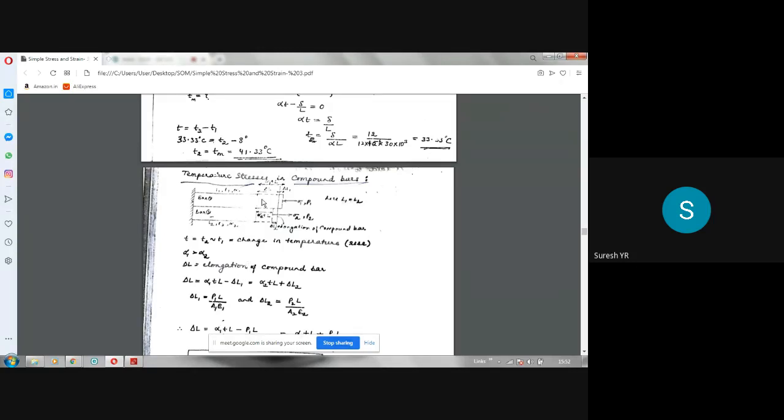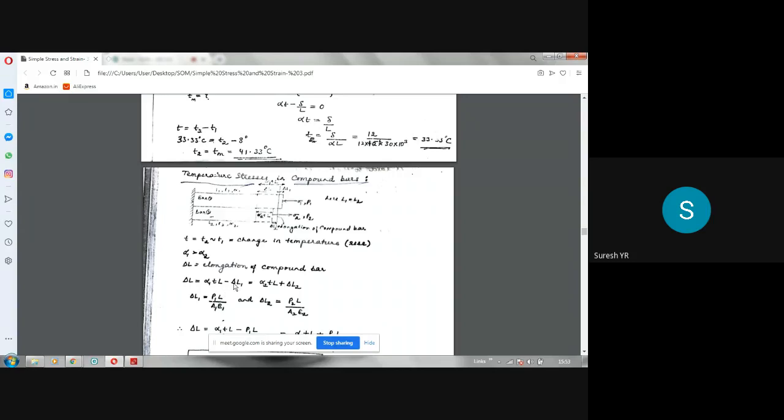So please note that if you are taking only bar 1, alpha 1 TL is the expansion. If you take only bar 2, that is called free expansion, alpha 2 TL. But since it is a compound bar, we have to take somewhere here due to compatibility, and we are equating the delta L for both the bars in this fashion. This is the mathematical representation of the deformation for both the bars.